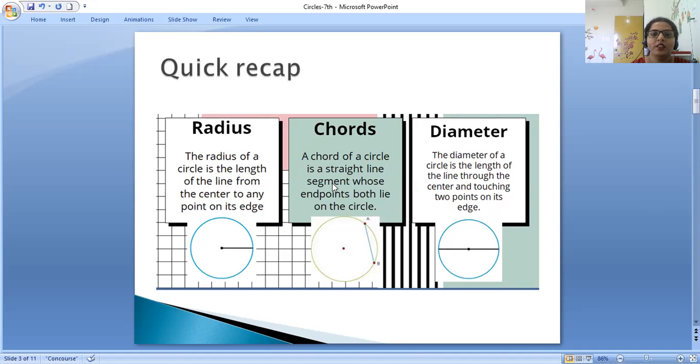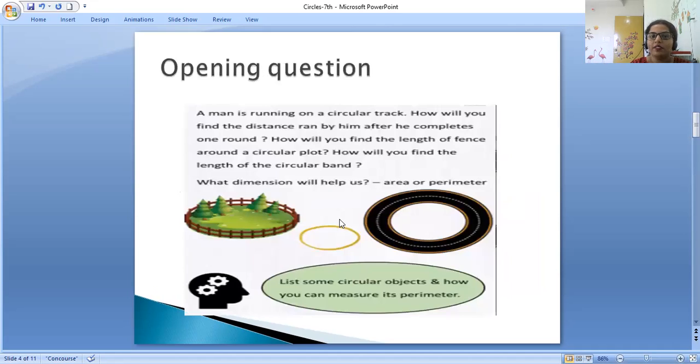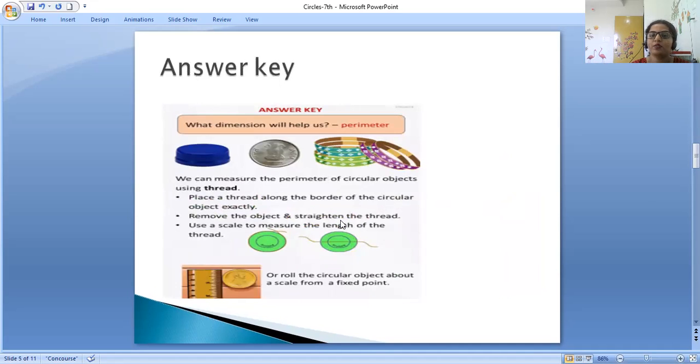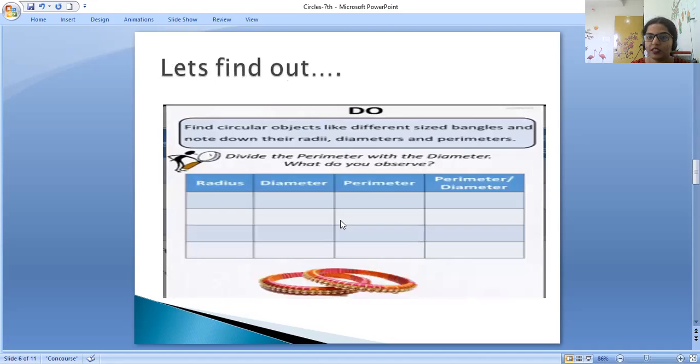Yes, absolutely. So now you have all the ideas. You just have to get certain circular bangles that you have at your home, of different shapes, and you have to find out the radius, diameter, perimeter, and then finally you have to find out the perimeter divided by diameter.